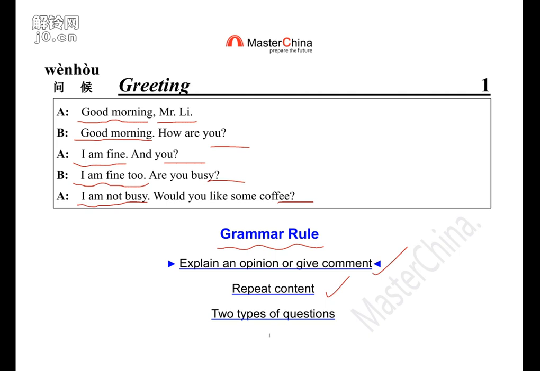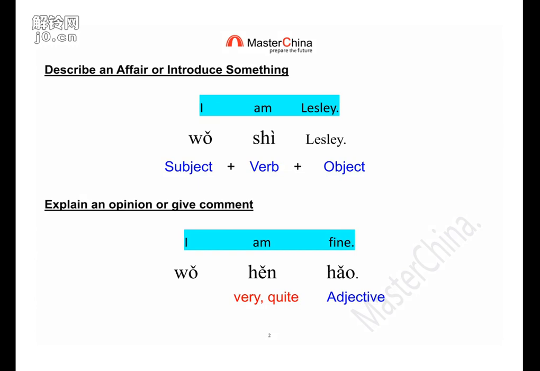Okay, let's see what we will learn today. So in last class, I explained to you how to describe an affair or introduce something, right? The structure of that expression is very clear. Subject plus verb plus object. So verb is one action. So I describe. If you want to describe an action, you should use this model.